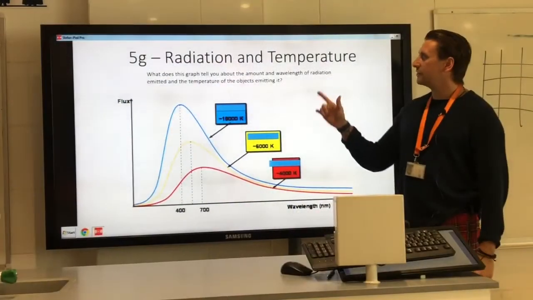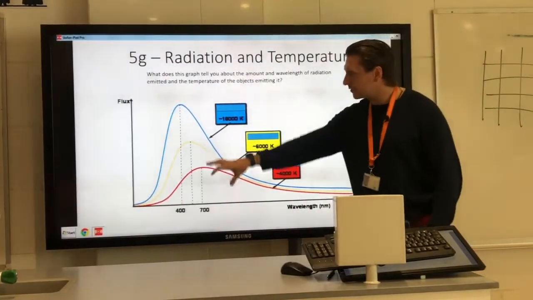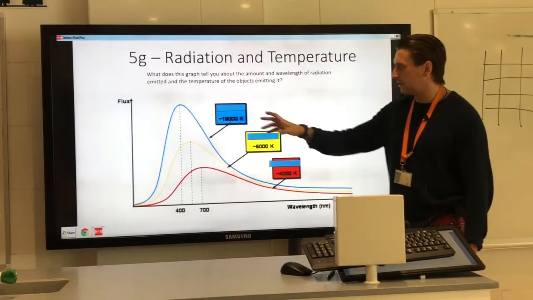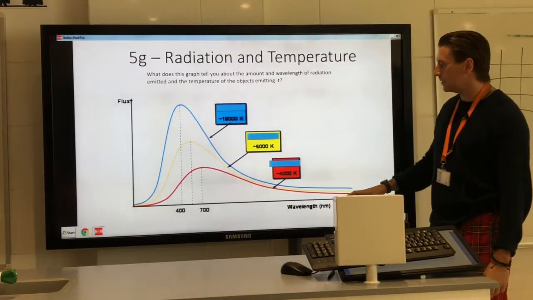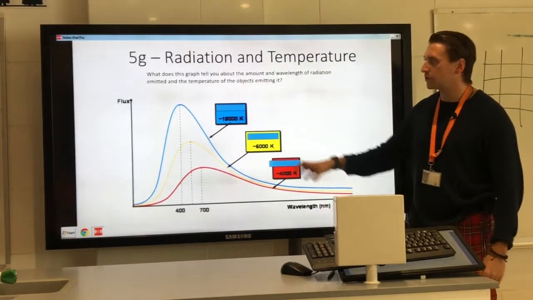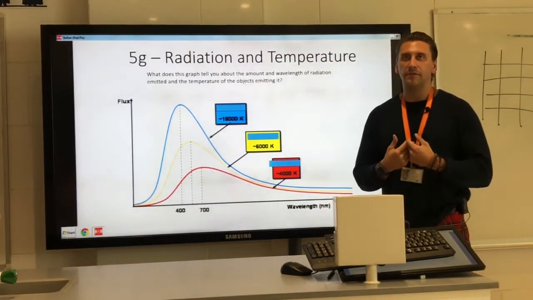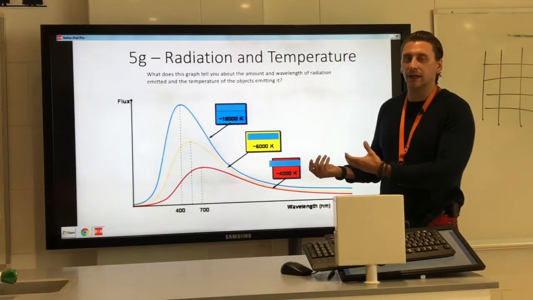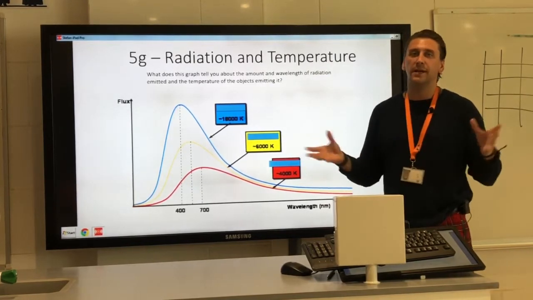All right, 5G radiation and temperature. The first thing that we're going to look at is basically an intensity with wavelength radiation curve. And this graph is the most common graph that you would see if you were given a question or you were looking at the radiation emitted by any object.